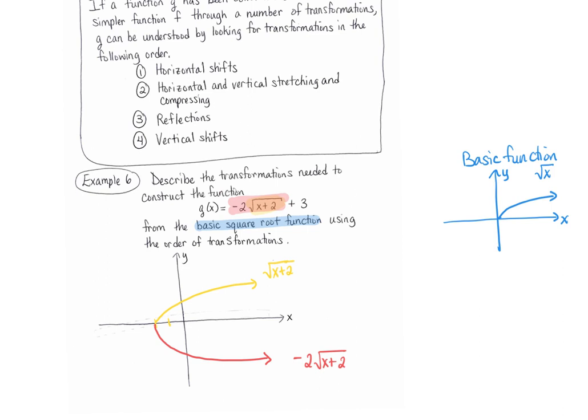And now when we add 3 to -2 times the square root of x plus 2, let's use our black highlighter for that. That means we take our red graph and move it up 3, because whenever you add or subtract a number on the outside of a given function, that means we do a vertical shift. So we take this red graph and move it up 3.